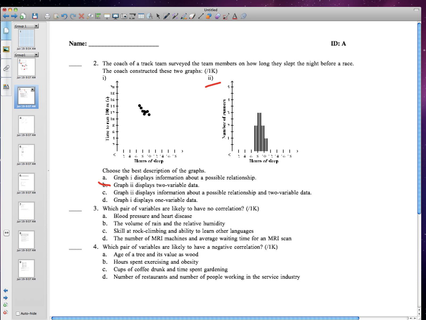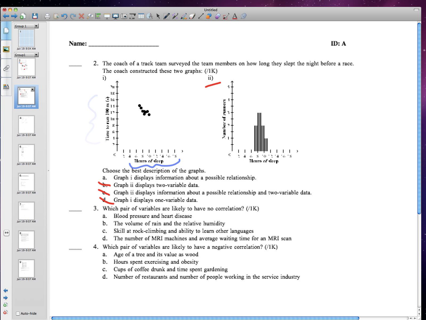This is not two variable data. Graph 2 displays information about a possible relationship and two variable data. By deduction, again, we know it's not two variable data, so it cannot be C. Graph 1 displays one variable data. We just talked about how many variables are in graph 1? 2. How fast they run the 100 meters and their hours of sleep. So we know there are two variables in that one, so it cannot be D.